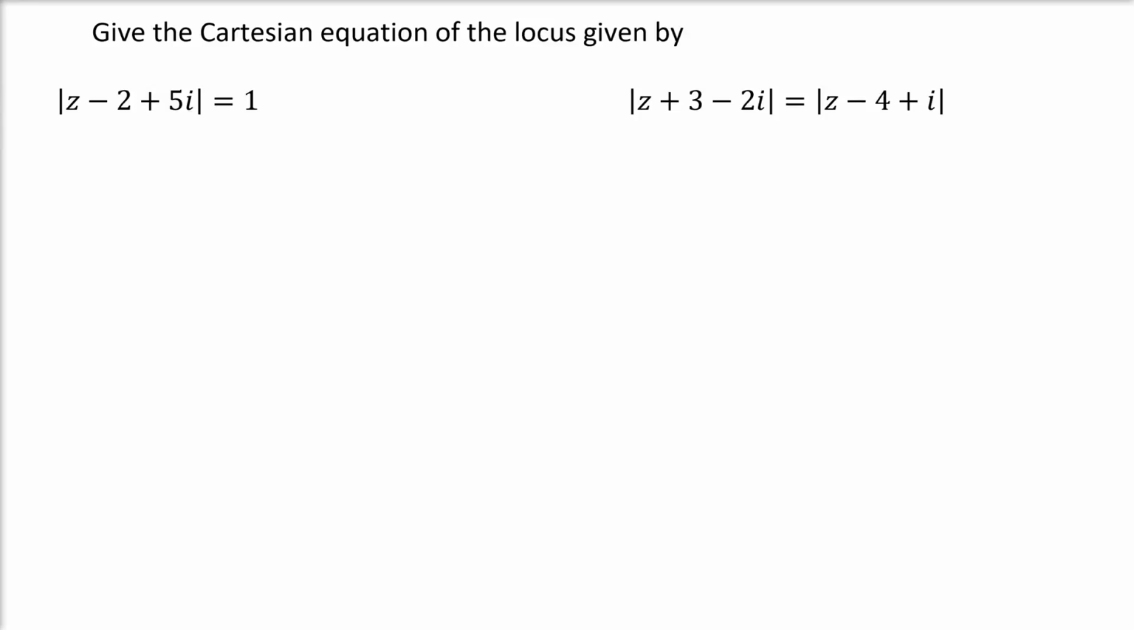What we're doing is having a look at some locus or loci to try and give the Cartesian equation. What is a Cartesian equation? Yeah, so it's what it would be if we're talking about the xy plane. The y axis would be the imaginary part. So there is your imaginary part, and your x would be your real part.